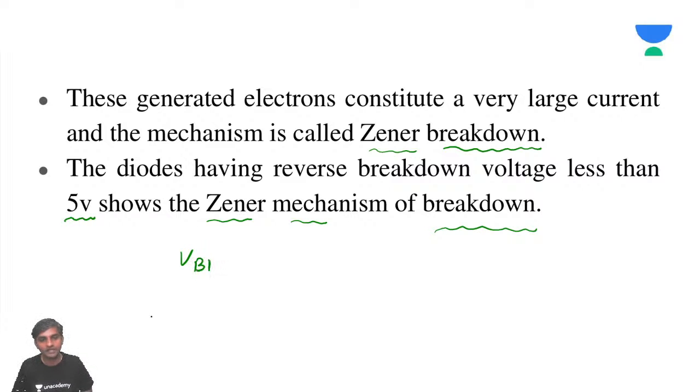So for VBD, that is the breakdown voltage, which is less than 5 volts, the breakdown which happens at such low voltage is called the Zener breakdown mechanism. But what about avalanche? Avalanche is happening because of having a breakdown of more than 6 volts. If a diode has a breakdown of more than 6 volts, it is happening because of the avalanche. If the breakdown is happening below 5 volts, it is because of Zener breakdown. Okay.